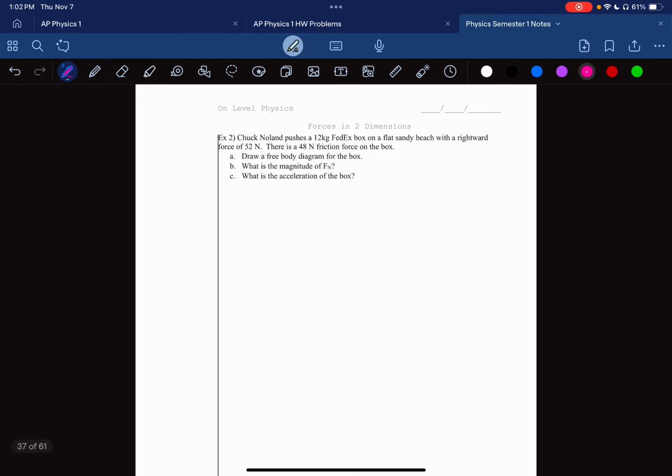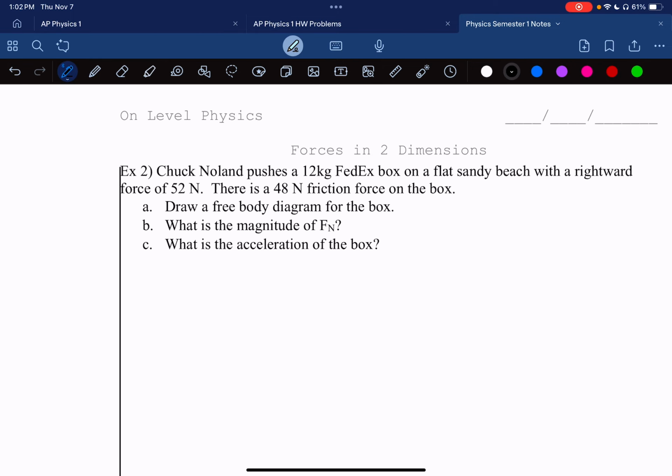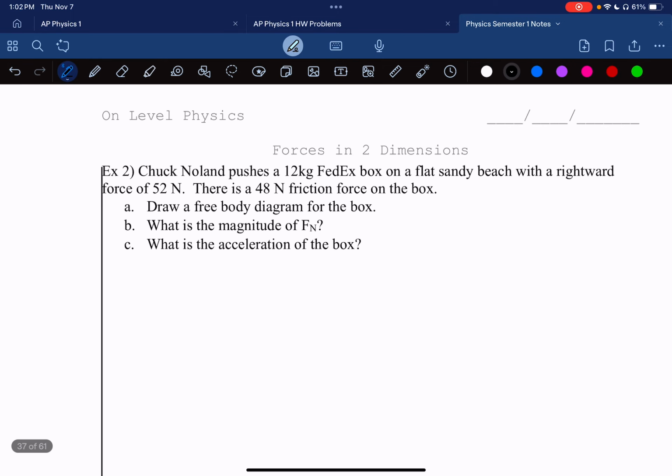Cool. Let's just do the other one. So this time Chuck Nolan is pushing the 12-kilogram FedEx box on a flat sandy beach with a rightward force of 52 newtons. There is a friction force on the box. So let's show what that would look like on the free body diagram.